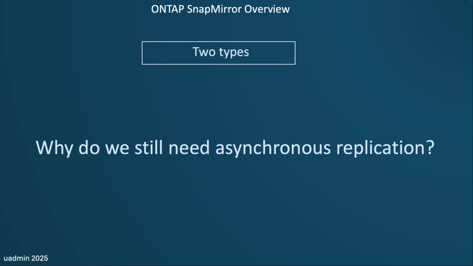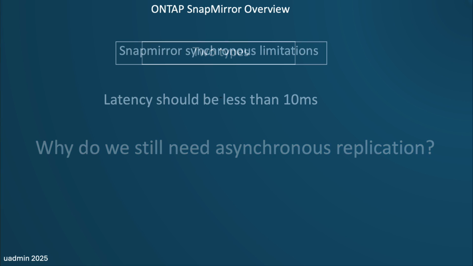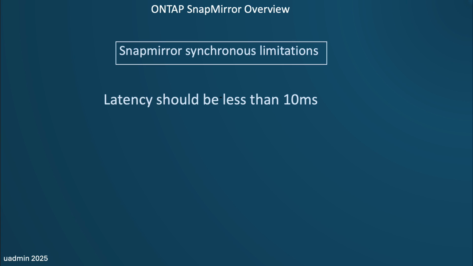Now, if zero data loss is such a key feature, why don't we all use synchronous replication? I mean, why use asynchronous replication if there is also the synchronous variant, since we don't want to lose any data? Well, to start with, SnapMirror Synchronous has one major requirement. The latency of the relationship should be less than 10 milliseconds. If the latency would, for example, be 300 milliseconds, then the performance would drop to an unacceptable level.